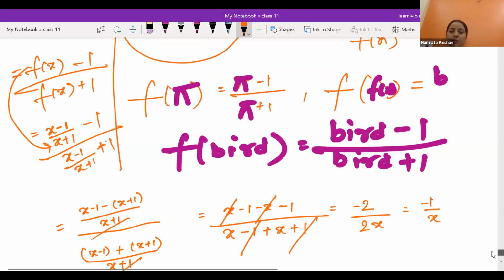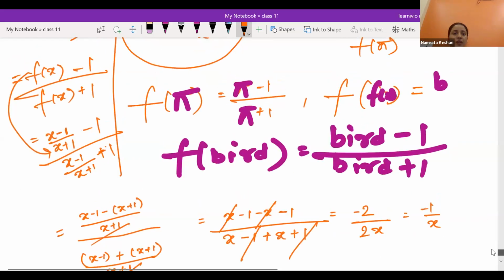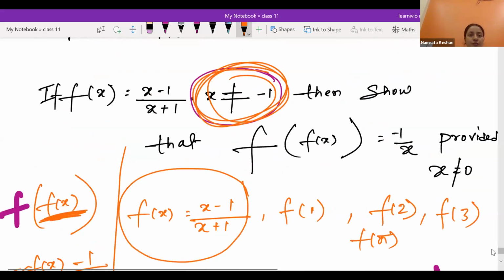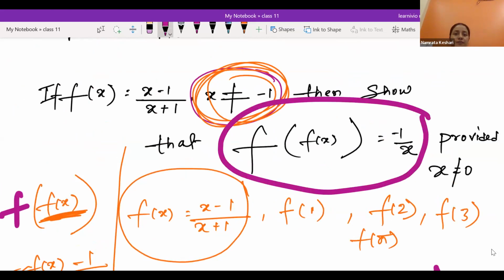This is what we wanted to prove. Yes, ma'am. Yes or no? Yes, ma'am. Okay, x not equal to 0 is given just for clarity, so that the denominator will not be 0. Okay, clear so far? Any confusion to anyone? No, ma'am.